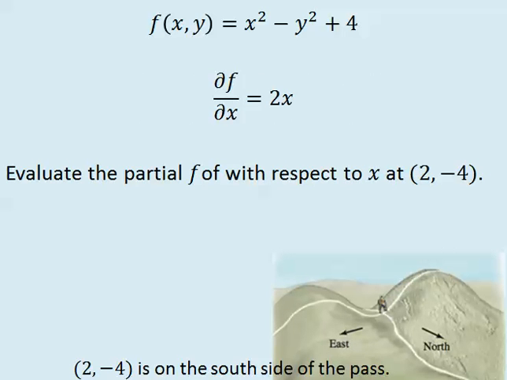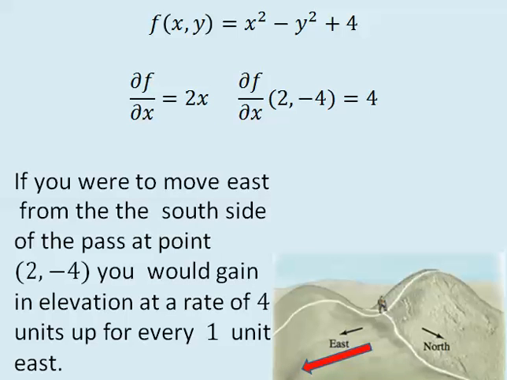Now we evaluate this at a point behind you, (2, -4). It's behind where you're standing. You can't see it. It's on the other side of the pass. If you were to move east from the south side of the pass at this point, (2, -4), you would gain in elevation at a rate of 4 units up for every 1 unit east.